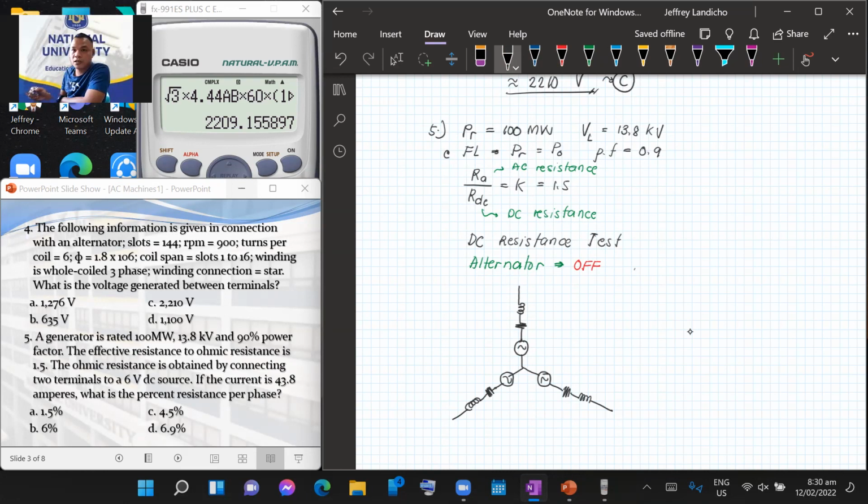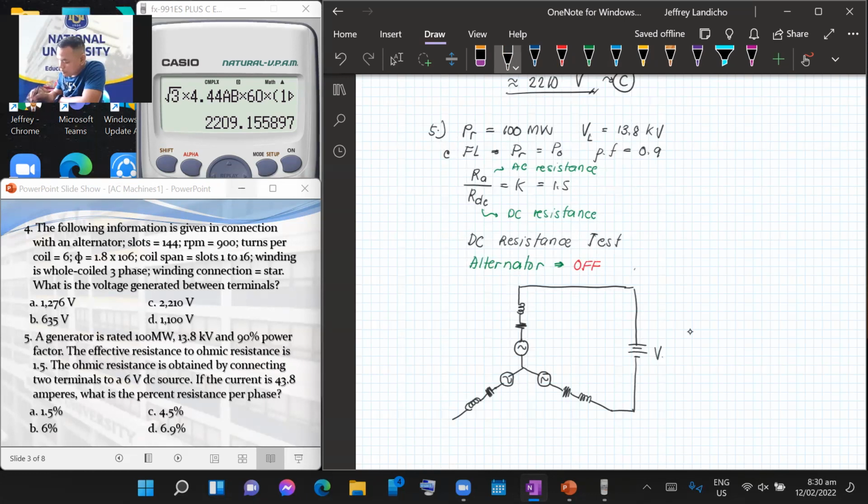I will not include the rotor, since at DC resistance test it is off. The prime mover is not rotating, and at the same time our field winding is not energized. Under the DC resistance test, one procedure is, of course, with it off. Then the terminals of our generator should be connected to our DC source. We supply any two of its terminals with a DC voltage here.